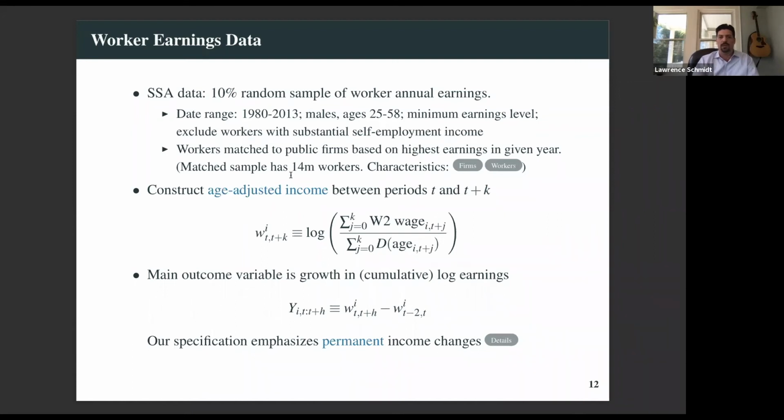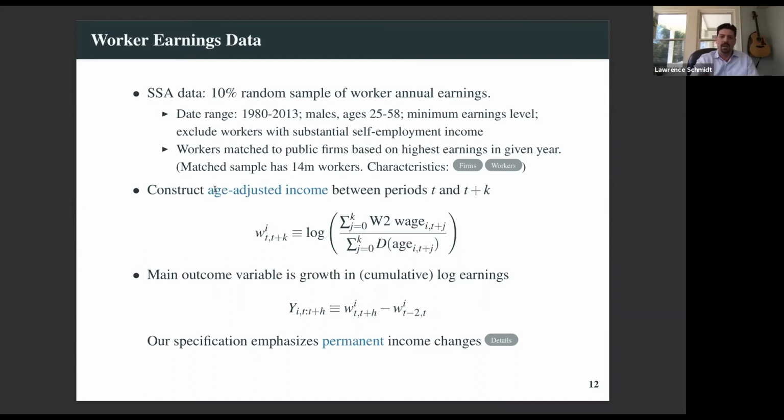Workers are going to be associated with firms. So I associated you with whichever firm paid you the most in a given year. And our innovation measures are only going to be defined for public firms. So this is going to be the intersection of our 10% sample and people who work for public firms that we can find. The matched sample is going to have 14 million worker years in it.